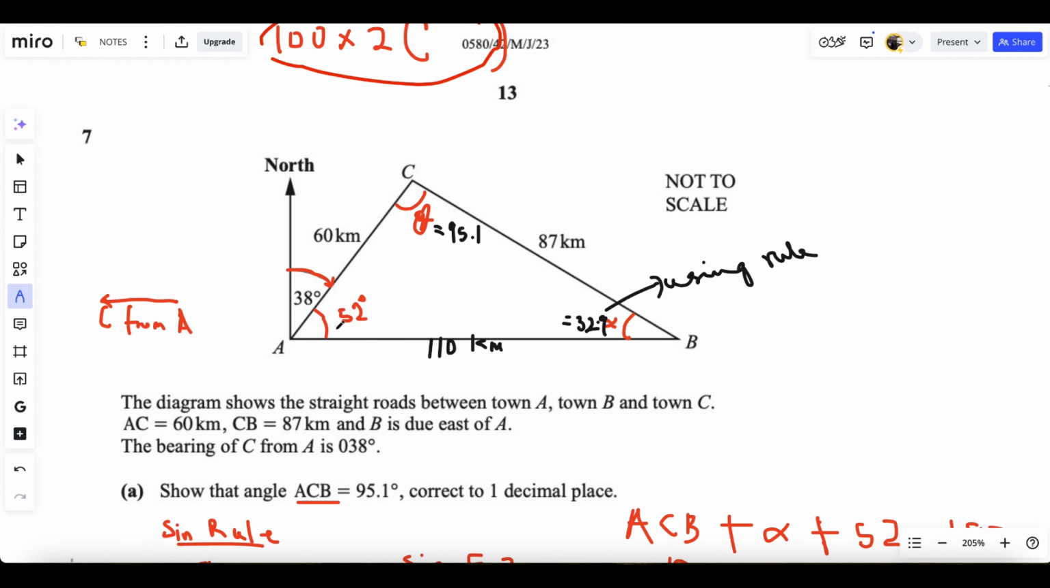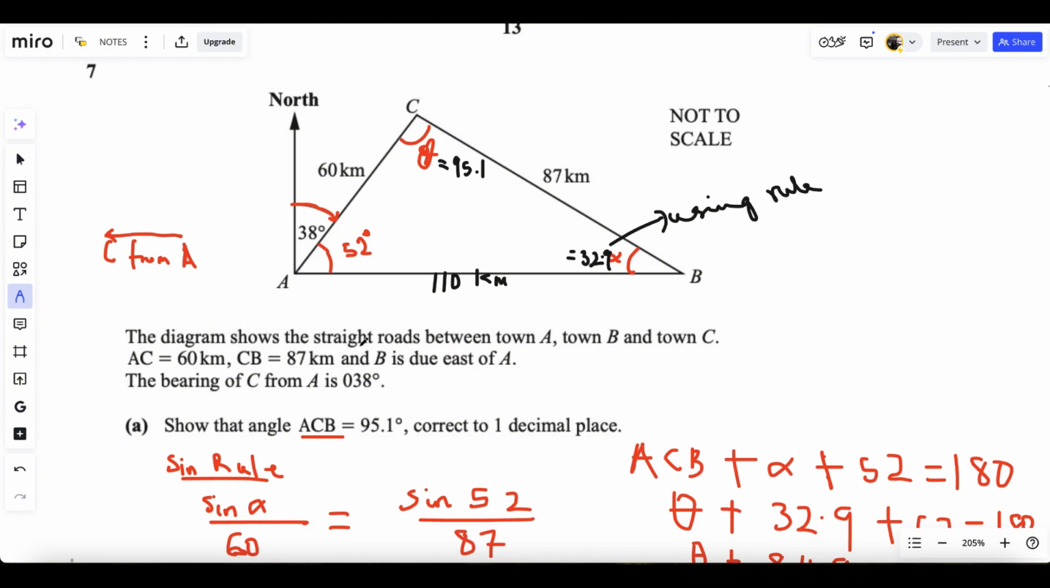Question 7 is a combination of bearing and trigonometry. The diagram shows the straight roads between town A, town B, and town C. AC equals 60 km, CB equals 87 km, and B is due east of A. If B is due east of A, the angle from the north at A to the east direction will be 90 degrees.